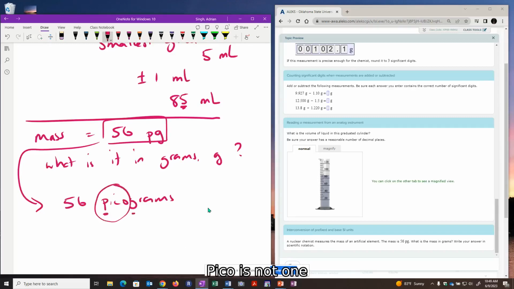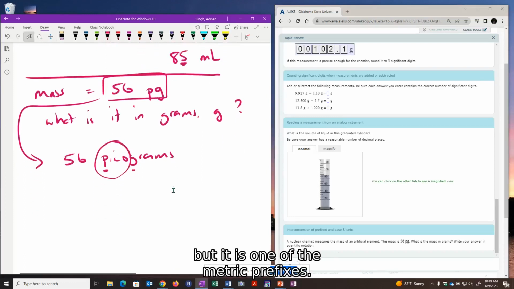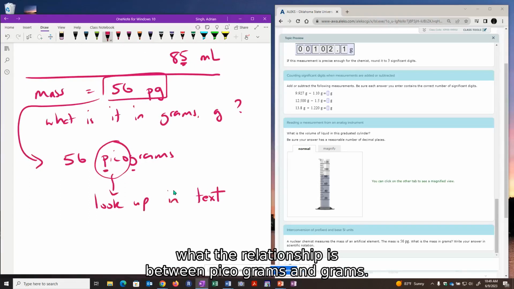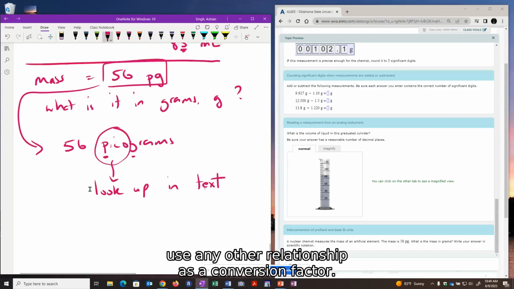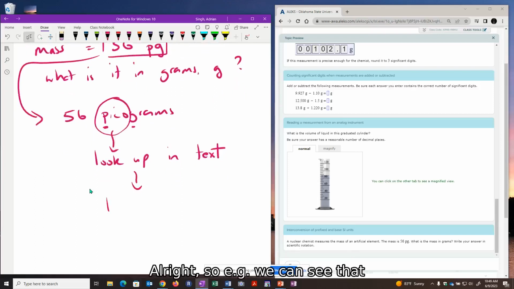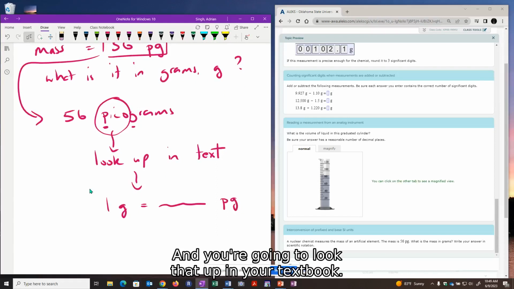And pico is not one of the prefixes that you need to memorize, but it is one of the metric prefixes. So this one you can actually look up in your textbook to see what the relationship is between picograms and grams. And then we can use that as a conversion factor, the same way you would use any other relationship as a conversion factor. All right, so for example, we can see that 1 gram is equal to however many picograms, and you're going to look that up in your textbook.